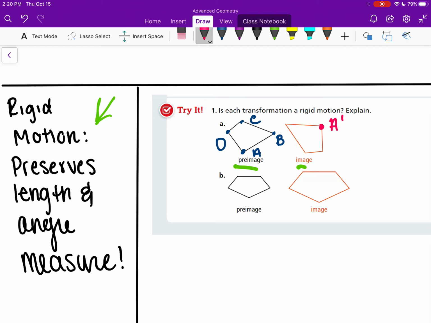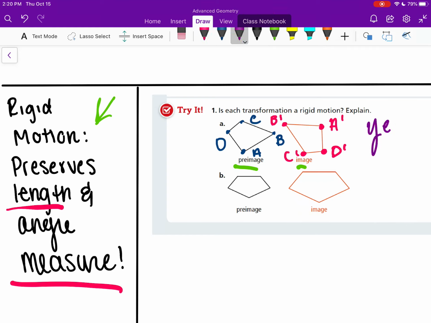Can you guys see that this shape has just been rotated? And then across from A prime would be B prime, and then down would be C prime, then over would be D prime, to where the pre-image was just rotated to get the image. And so the length and the angle measures are the same. So example A would be a rigid motion, yes, because length and angle measure are preserved.